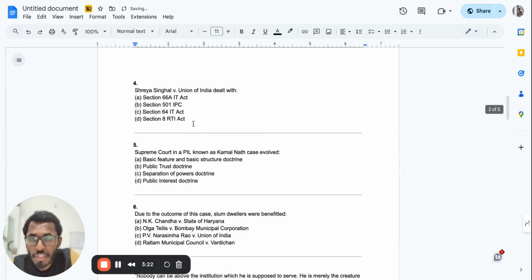Now, next question. Shreya Singhal versus Union of India dealt with which section? It is basically Section 66A of the Information Technology Act. Just remember that. Most of you know this fact. This is the most repetitive question.